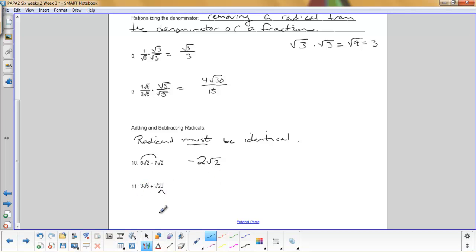Before proceeding, we must break down 20, 4 and 5. 4 is your perfect square, 2 and 2. The 2's come out. What's left is 3 square root of 5 plus 2 square roots of 5. Now that the radicands are identical, add the numbers outside, leave the radicands the same. 3 plus 2 is 5. 5 square roots of 5 is your answer.